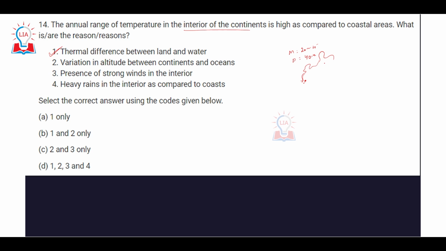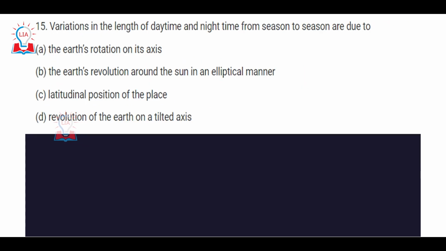what happens in the summer, land becomes very hot, water becomes relatively less hot. In the winter, land becomes very cold, water becomes relatively less cold. And that is why in the coastal areas, whatever cities are located, they enjoy this moderate climate. So the correct answer here is A. Only first statement is correct. The strong winds, altitudes and the rain have very little role or almost no role to play in determining the annual temperature range. The next question is related to the length of daytime and nighttime.